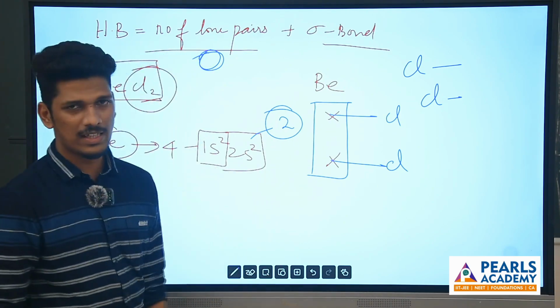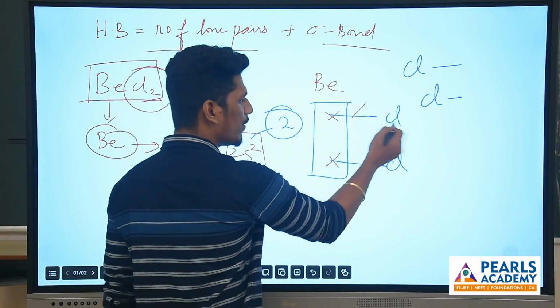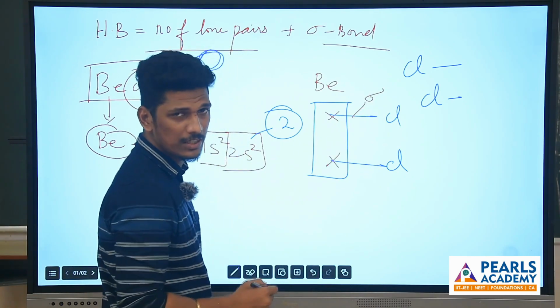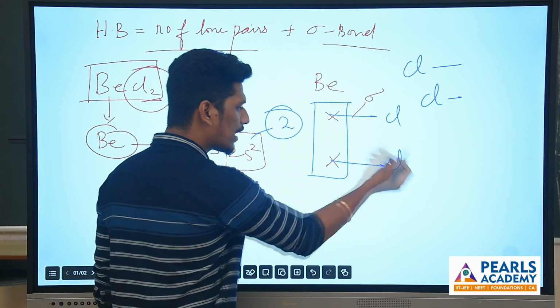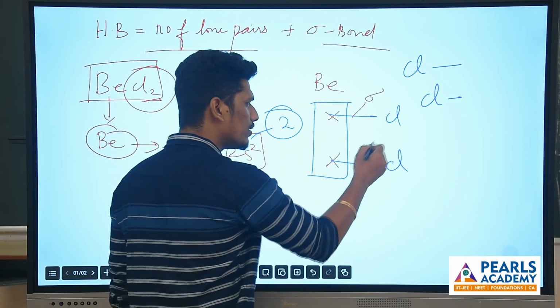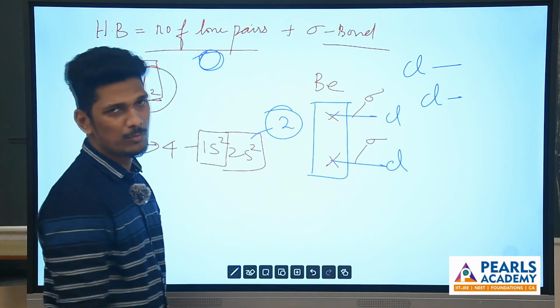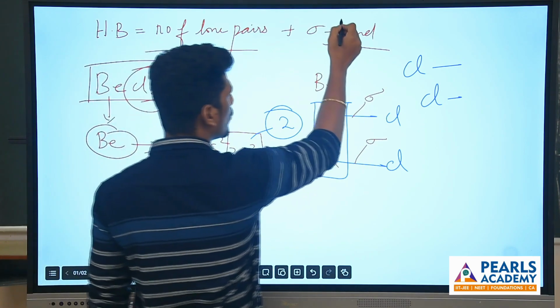And how many sigma bonds are there? Beryllium makes a single bond with one chlorine, so it must be sigma, and beryllium makes another bond with another chlorine, which also must be a sigma bond. So totally we have 2 sigma bonds.